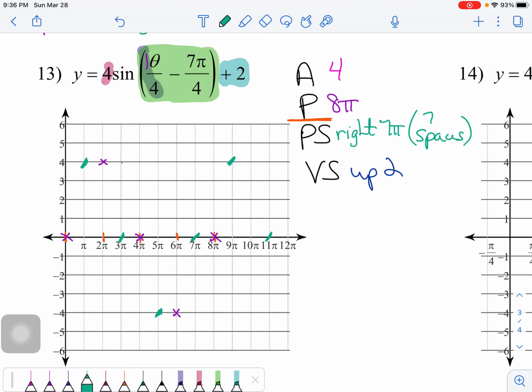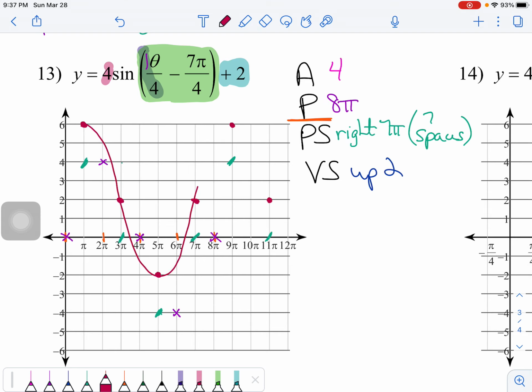Last piece here, because I didn't do it the first time, I need to deal with my vertical shift. So every one of those little green lines that I just put in place, I'm going to move up 2 units. And then I will be able to graph this mess. Up 2, up 2. And again, if you can do the phase shift and the vertical shift all in one go, go for it. I am not going to stop you.